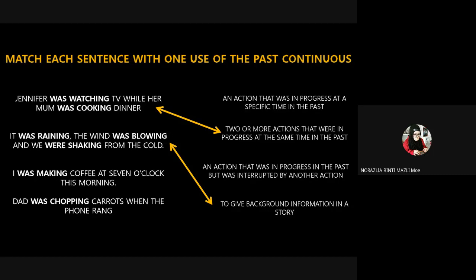Yes. Let's check. Yes, you are right. Okay, I was making coffee. Kenapa kita tahu dia specific time? Sebab perkataan dia at 7 o'clock. Okay, very specific. So that means the last one, that was chopping carrots when the food... Dah jawab kan? Okay, an action that was in progress in the past but was interrupted by another action.